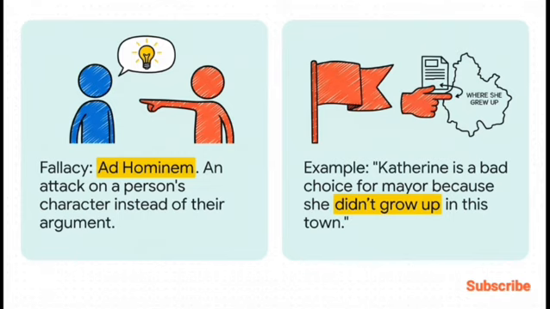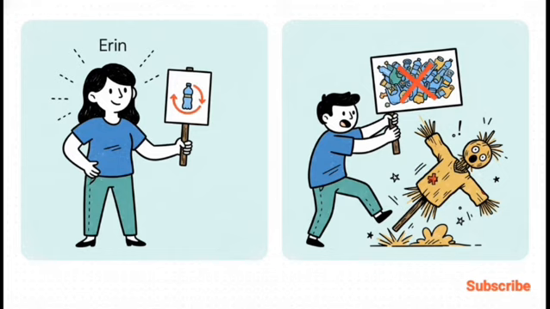And notice what's happening here. Instead of talking about Catherine's policies or her ideas, the argument just attacks her, where she grew up. It's a classic diversion tactic, and it's a giant red flag that the person making the argument probably can't win on the facts. Next up is the straw man.